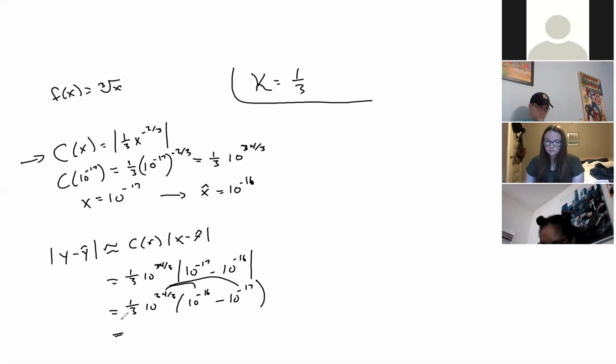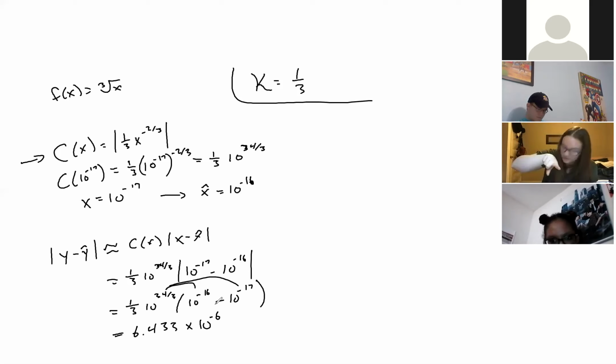I don't have a calculator with me, so I don't know what that looks like, but I got something like 6.4633 times 10 to the negative 6. There should be a 6 between the 4 and the 3s. Yeah. Okay.